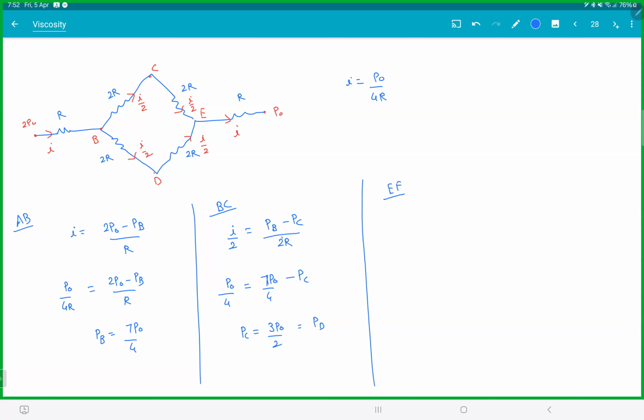And for E and F, I will be PE minus P naught by R. This is P naught by 4 and PE is minus P naught. So pressure at E is 5 P naught by 4. Please check. It's just brute force. There's nothing there. You just have to literally solve for each section. So you take the current in each section, the pressure difference by resistance will give you the current in that thing. So that should give you the pressures.